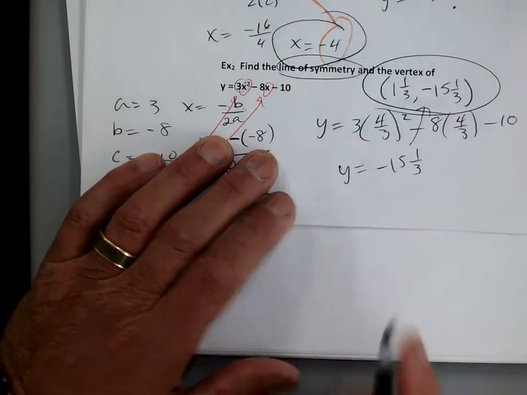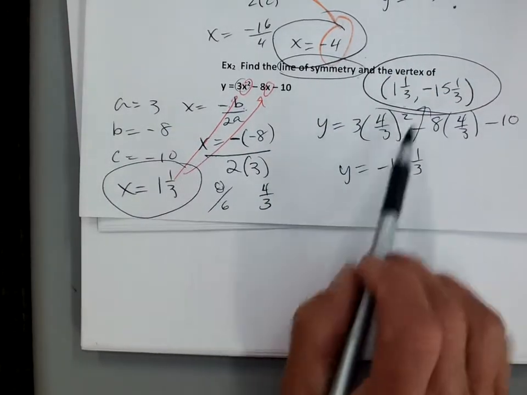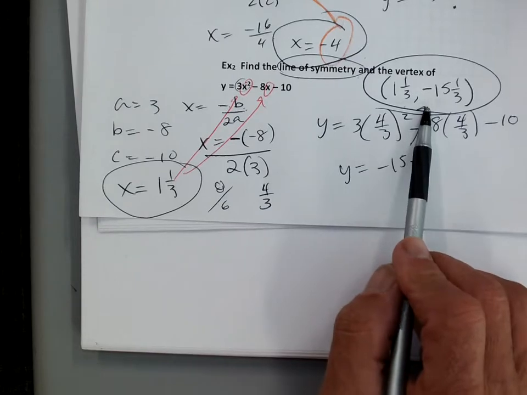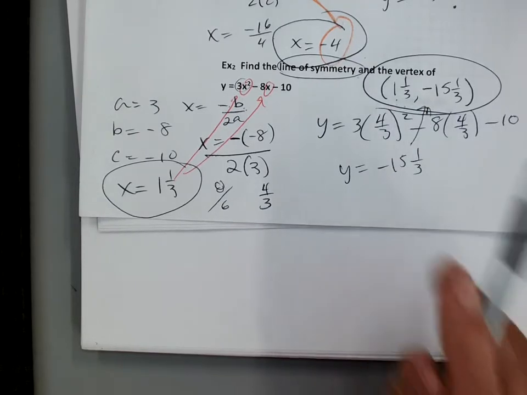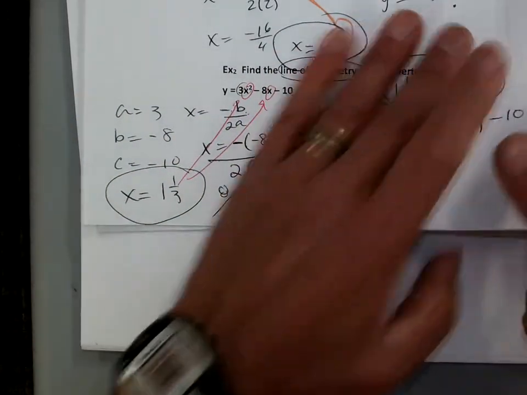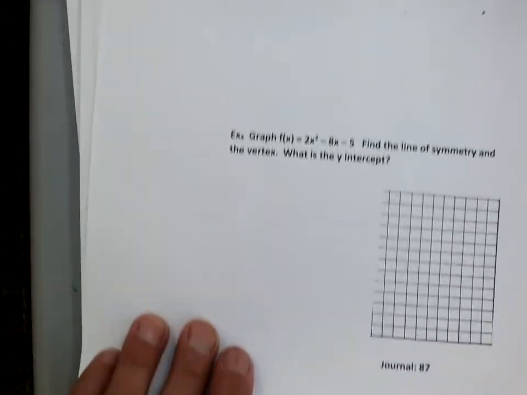There's my vertex, okay? So if I were to graph it, I'd know where my bottom point is, and I could graph it, and I have my line of symmetry going through the middle of it, okay? Turn the page. Okay, here we go.